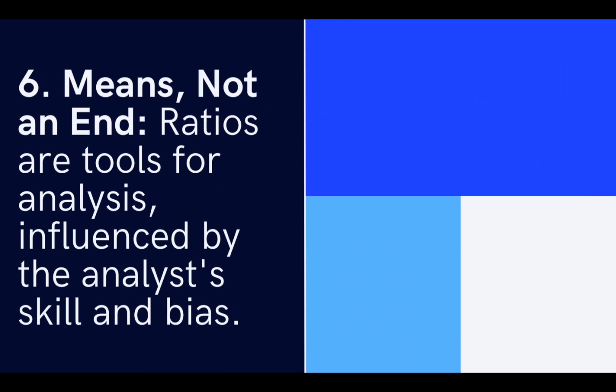Another one is that ratios are tools for analysis influenced by the analysis skills and bias. Yes, this thing has to be discussed very deeply, and I am going to discuss it like that. But please understand this. Bias means the mistakes that one can make. It can be made knowingly or unknowingly, whatever it may be. So when we say it is biased, what does that mean?